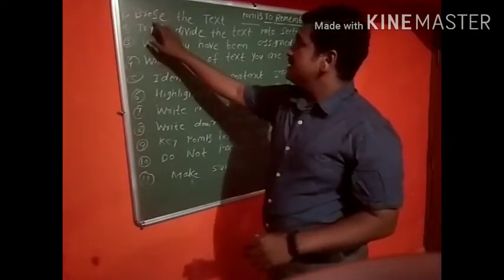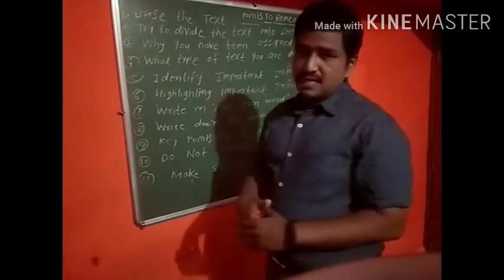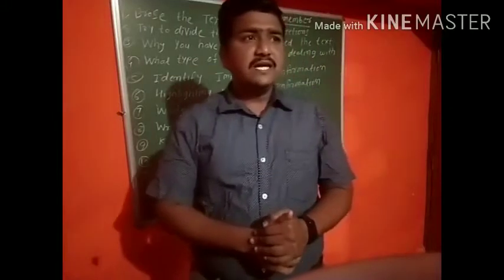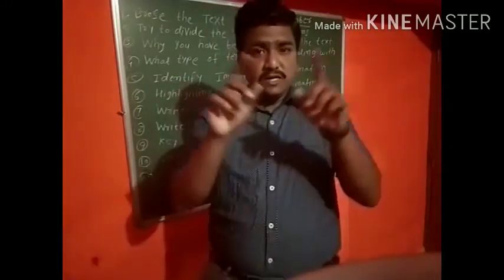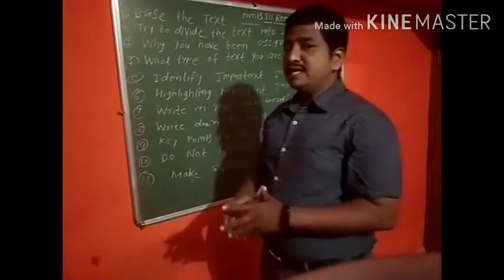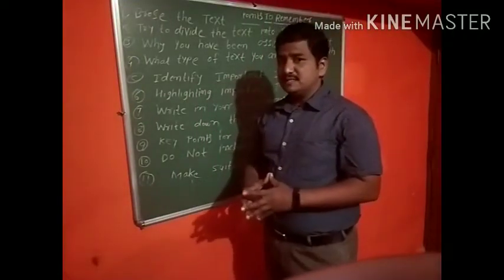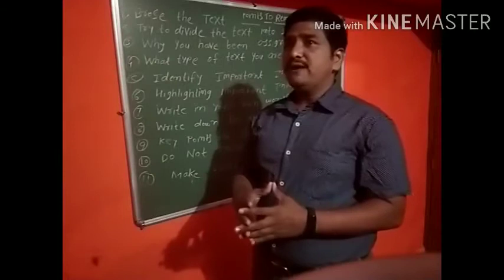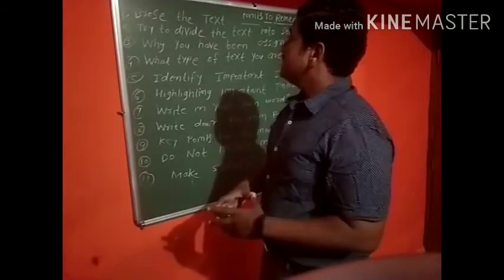The first is to browse the text. Browsing the text means we have to see the text and understand the given text, the text of which we have to make the summary.